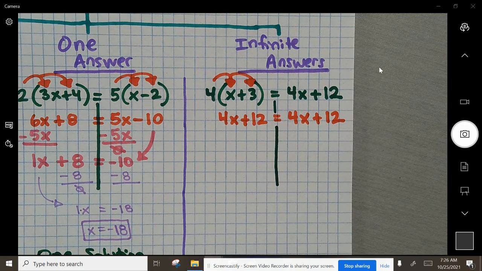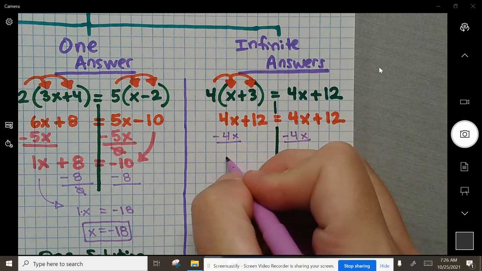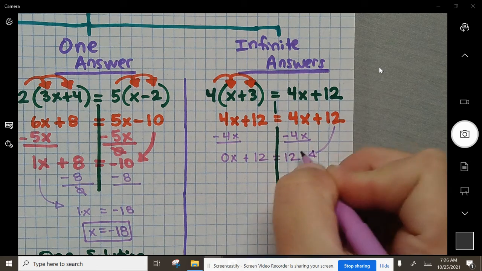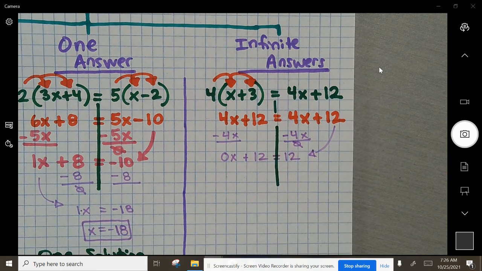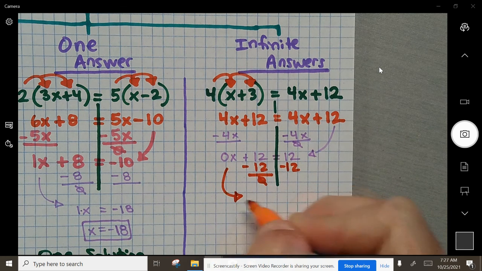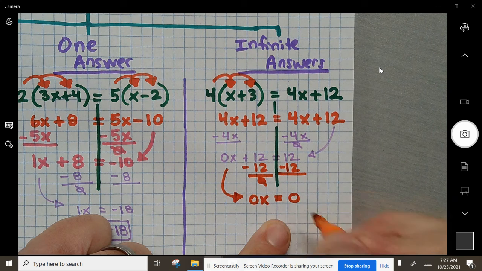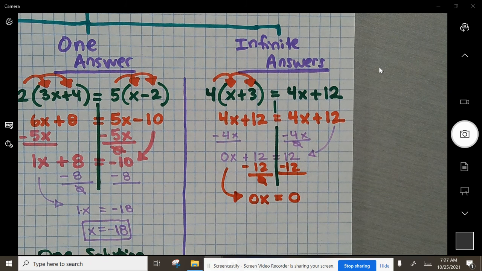So from here, we're going to subtract 4x from both sides, right? That's the next step. I'm going to get 0x plus 12 equals 12. All right. Then from here, I'm going to subtract 12. 0x equals 0. Interesting. Now that's a little different than what we had before. Before we had 0x equals 3, or a number.